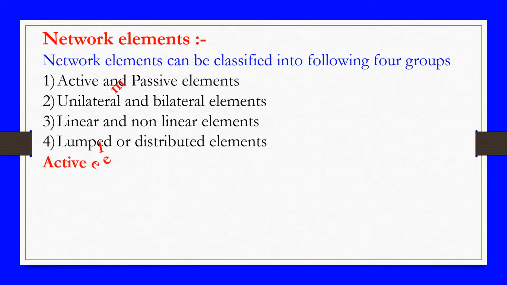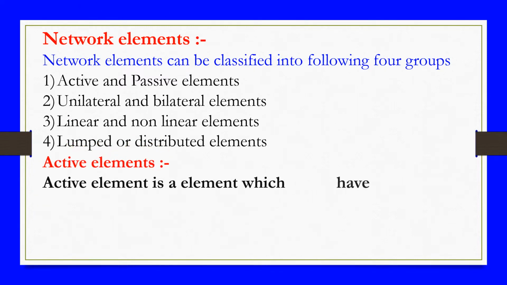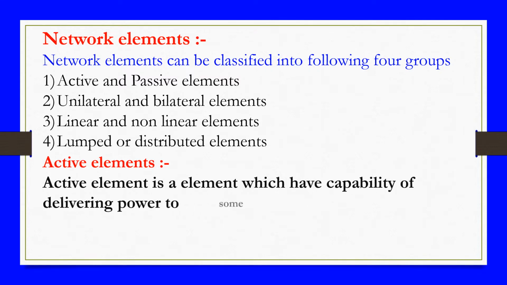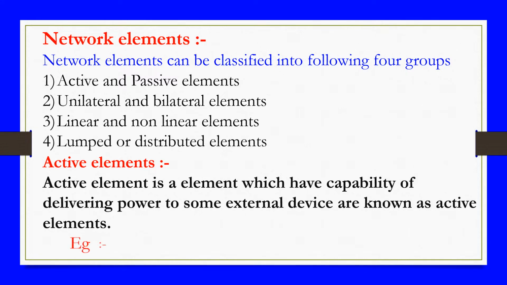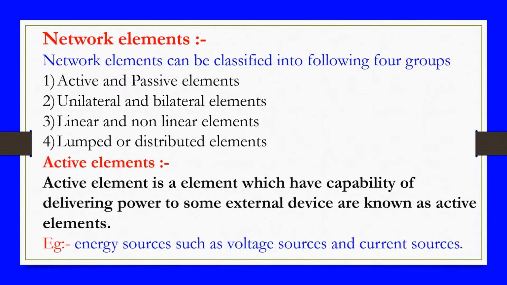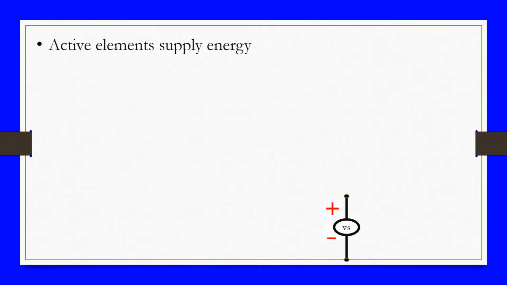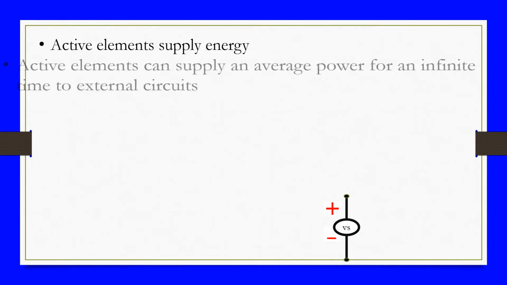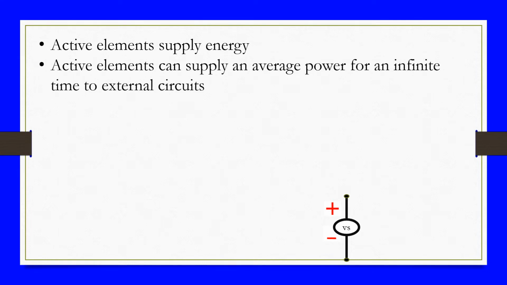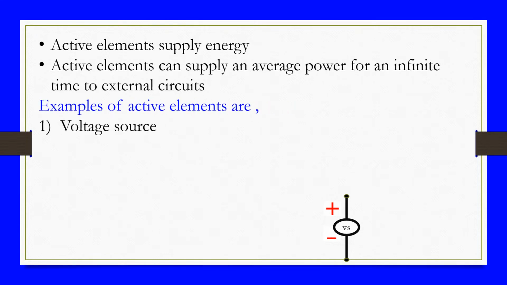What is an active element? An active element is an element which has the capability of delivering power to some external device. Examples of active elements: energy sources such as a voltage source or a current source. Active elements supply energy. Active elements can supply an average power for an infinite time to external circuits. Examples of active elements are voltage source and current source.